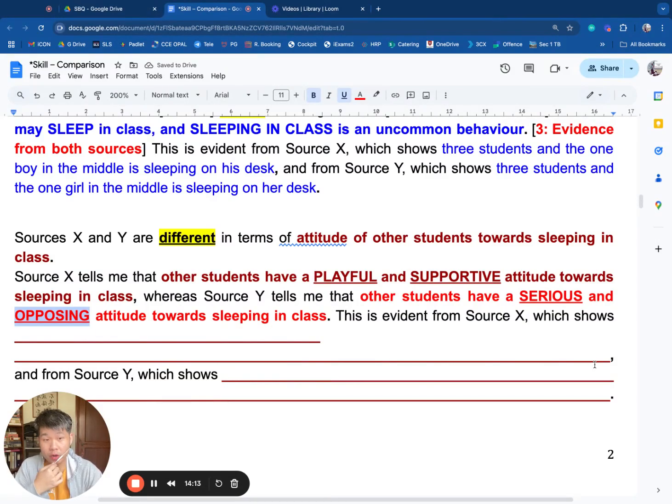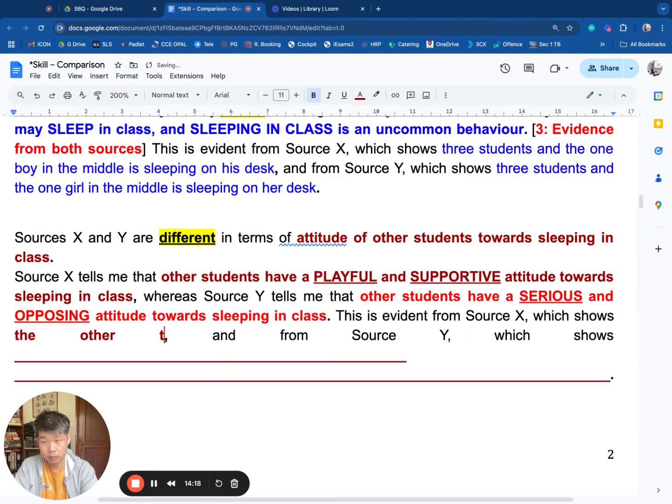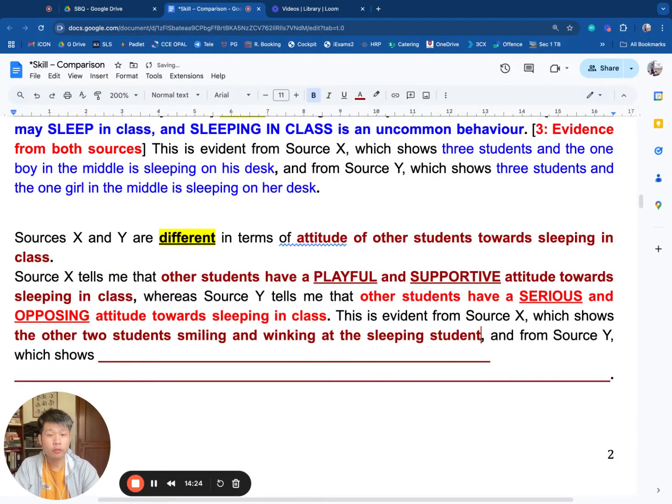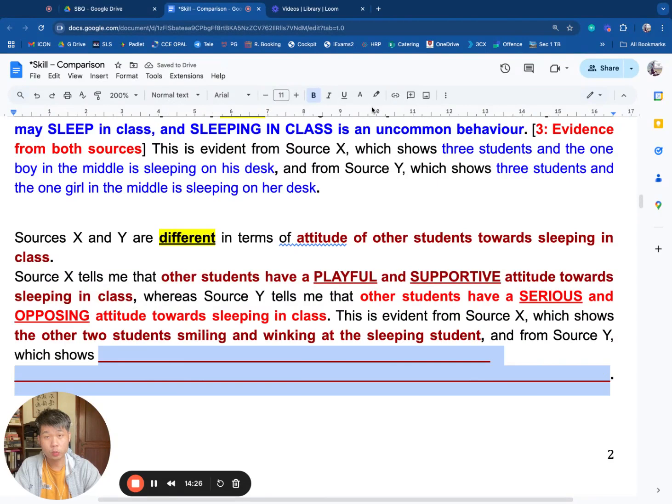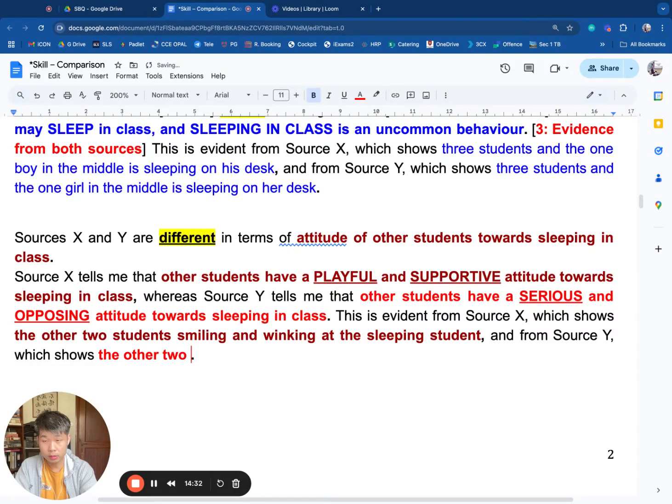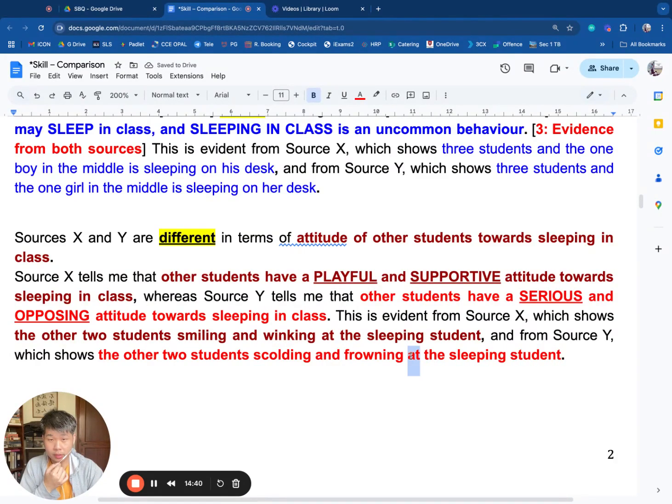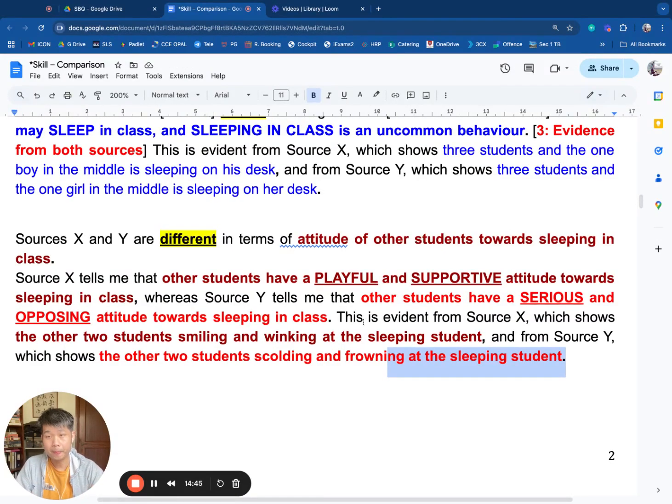And this is evident in source X, which shows the other 2 students smiling and winking at the sleeping student. And from source Y, which shows, what does source Y show? Source Y shows the other 2 students scolding and frowning at the sleeping student. And here you have a match of the support. The evidence is matching towards the inferences. Okay. And now, with this done, I would like you to pause the video again and label the steps.